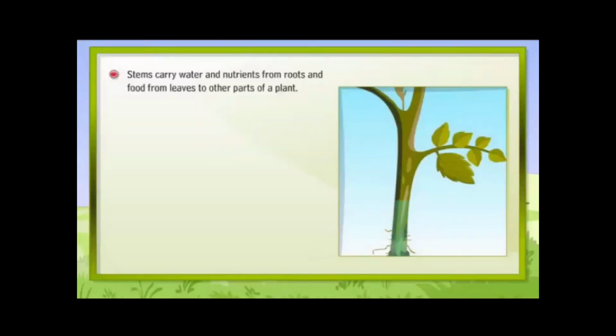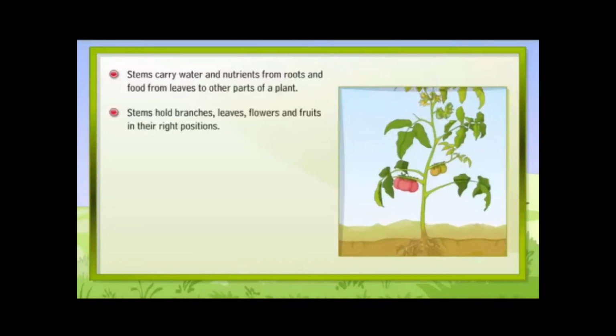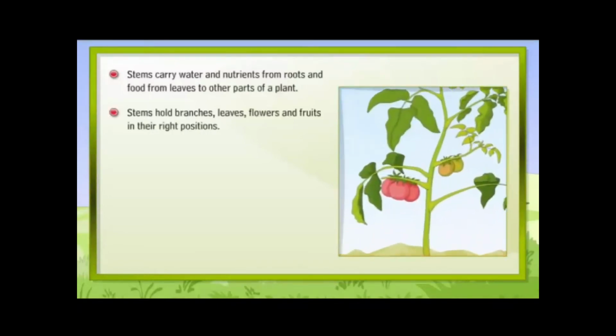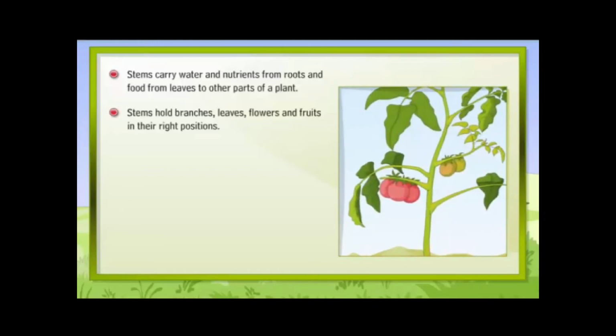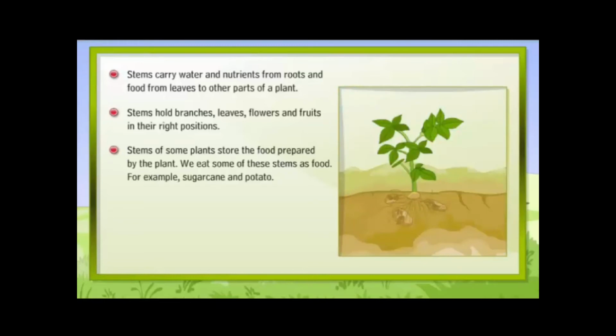Stems carry water and nutrients from roots and food from leaves to other parts of a plant. Stems hold branches, leaves, flowers, and fruits in their right positions. Stems of some plants store the food prepared by the plant. We eat some of these stems as food. For example, sugarcane and potato.